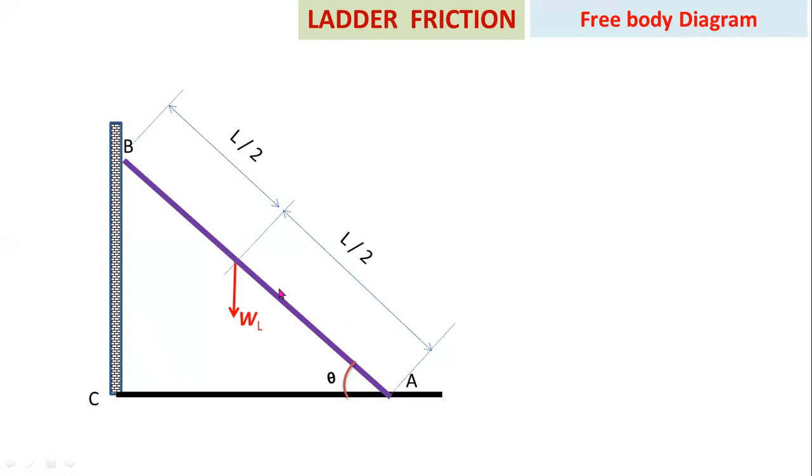A point at which the entire area of the body is assumed to be concentrated is called the centroid. Here the centroid lies here, that means half of the length from the bottom and the top. So the self weight of a ladder always acts at the centroid. Now this is the position of a person, at distance x from the top.